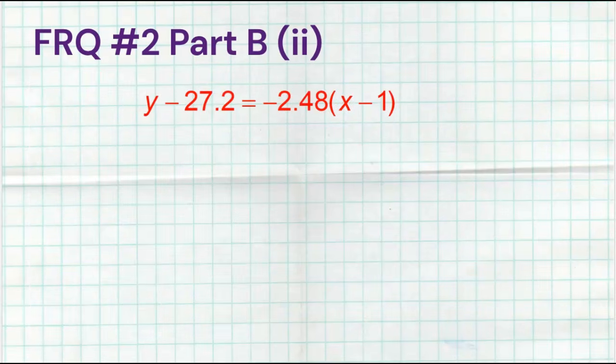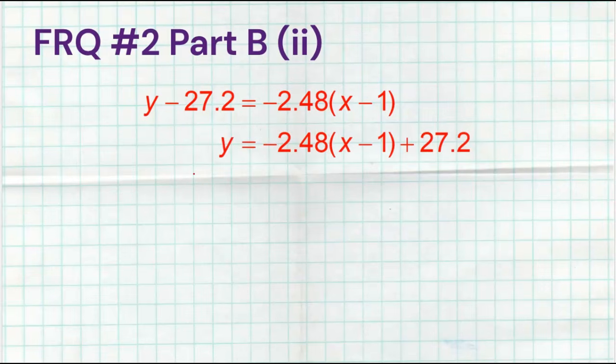So here I go. y minus that y coordinate, 27.2, equals negative 2.48 times x minus that x coordinate from that point of (1, 27.2). Then the only other thing I'm going to do is add that 27.2 over to the other side. I'm not even going to waste my time distributing the negative 2.48 because I now have my equation for that blue secant line. And now I want to use that equation, and all I have to do to use it is plug in 3, because that's, of course, what they asked me to do.